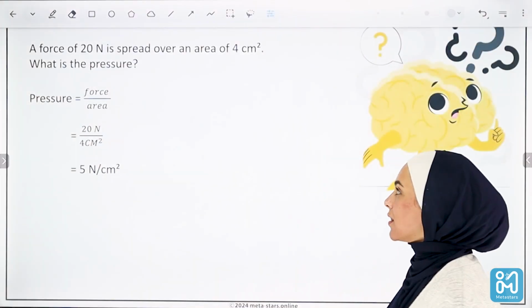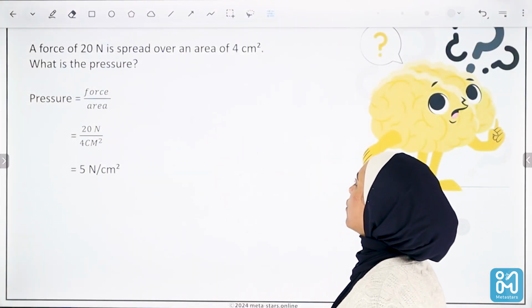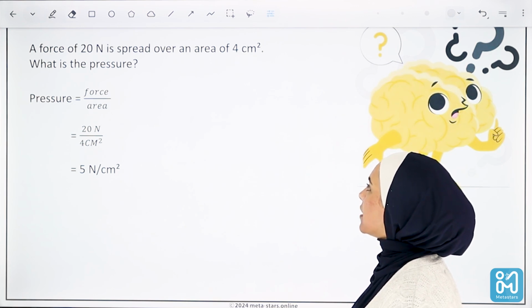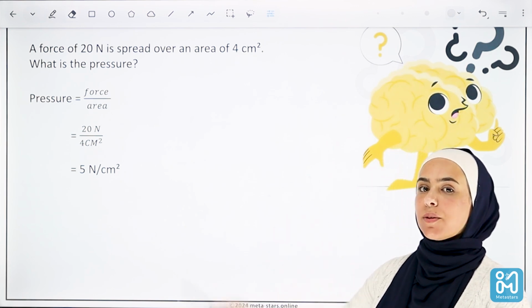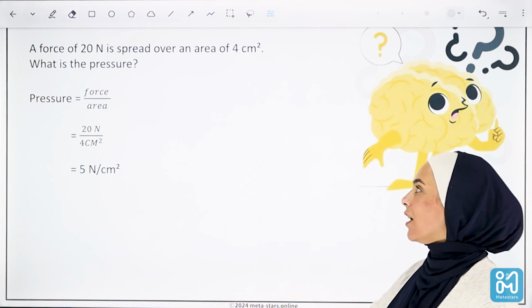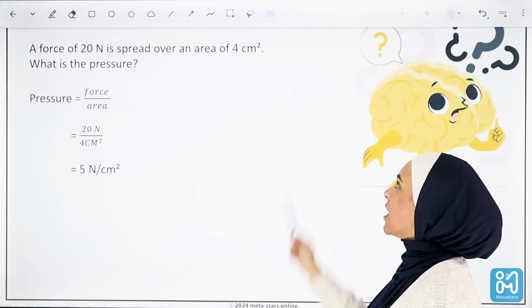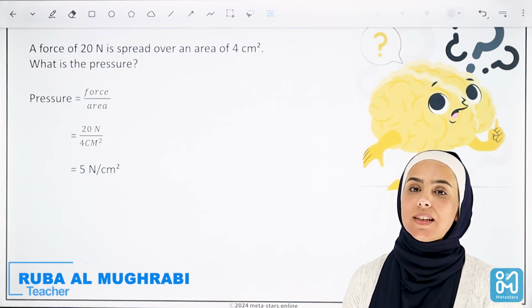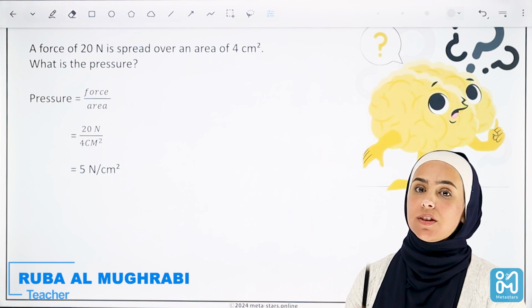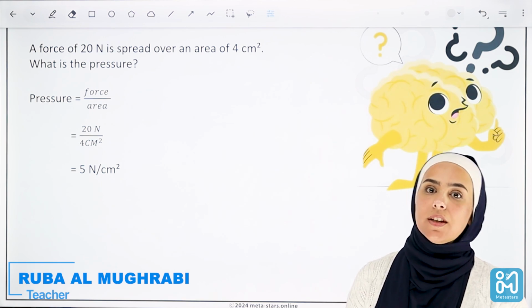The second question is, a force of 20 newtons is spread over an area of 4 squared centimeters. What is the pressure? Again, the pressure equals force divided by area, and the force here is 20 newtons. The area, as you can see, is in squared centimeters. By the way, if the question didn't mention any conversion, then convert it into meters.